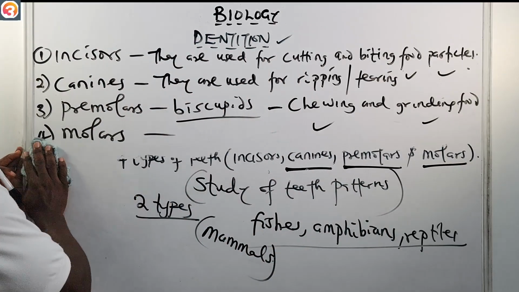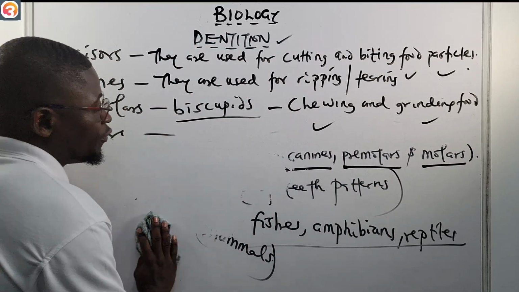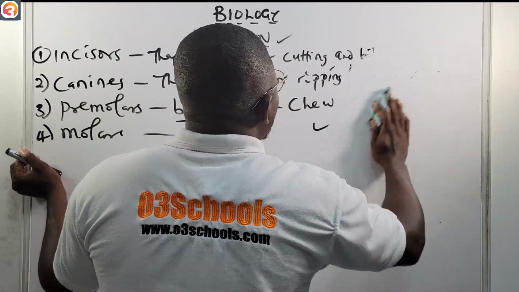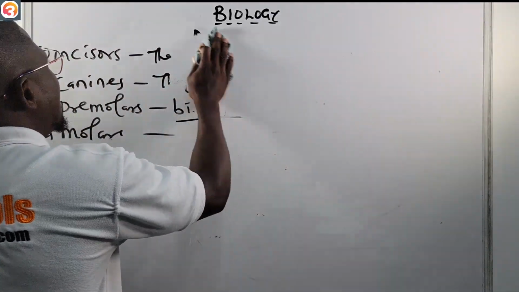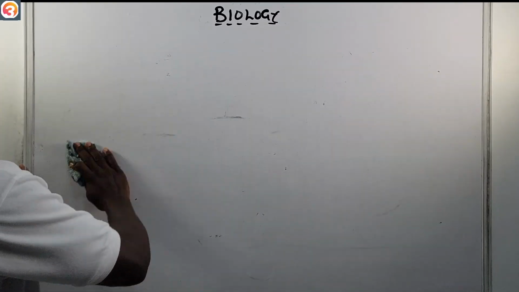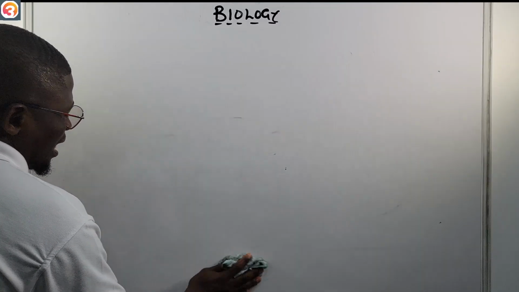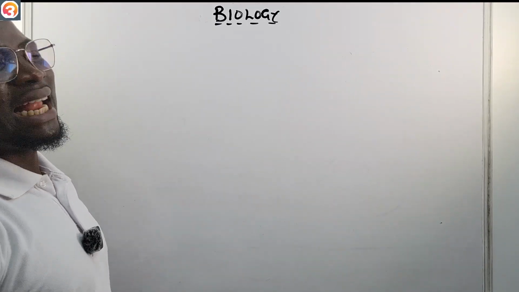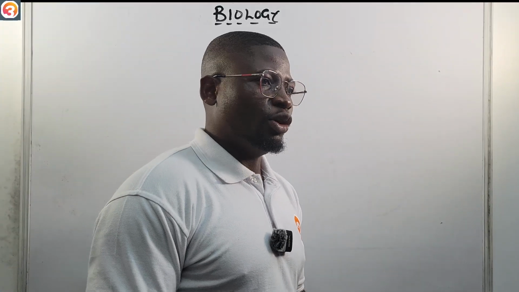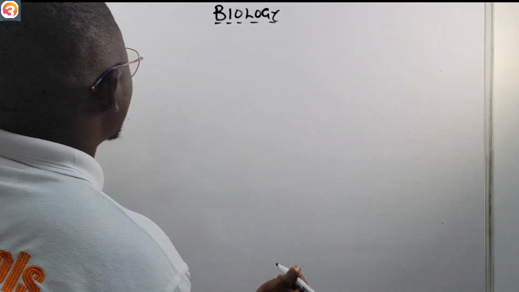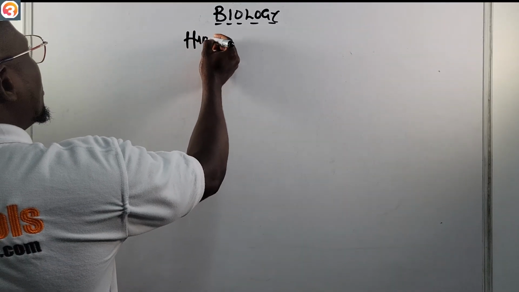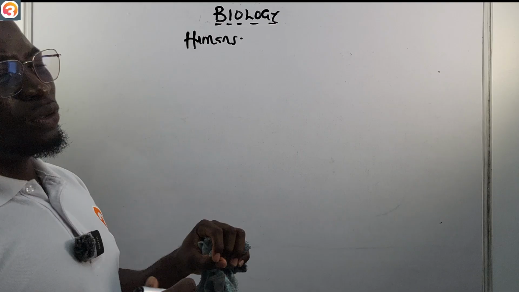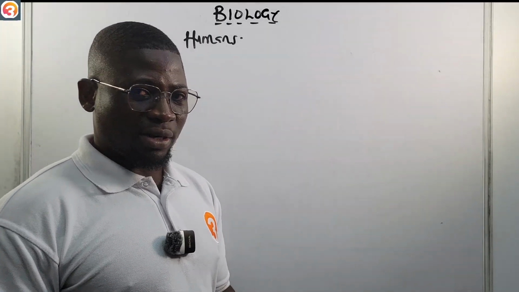So let us quickly look at the dental formula for a human being. We'll do for humans, we'll do for dogs, we'll do for rabbit, we'll do for black rat, and then something will be done with the class. Number 1, let us see the dental formula for humans. Please do not cram it, just understand it. It's not much.